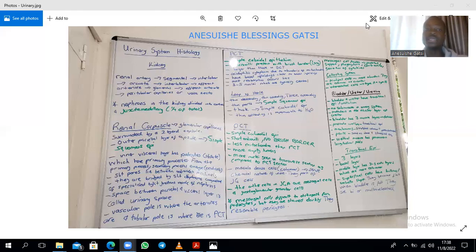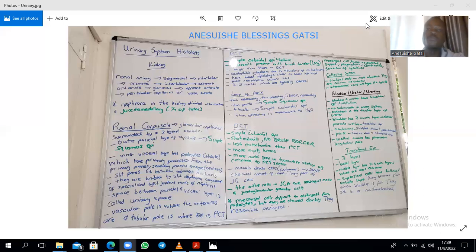Then if you look at the kidney, the smallest functional unit of the kidney is going to be the nephron, right? And the nephron will be composed of a renal corpuscle, which leads to the PCT, our proximal convoluted tubule, where we're going to have an abrupt change in the epithelium from a simple squamous epithelium, the one that we expect in the renal corpuscle, to a simple cuboidal epithelium in the PCT.